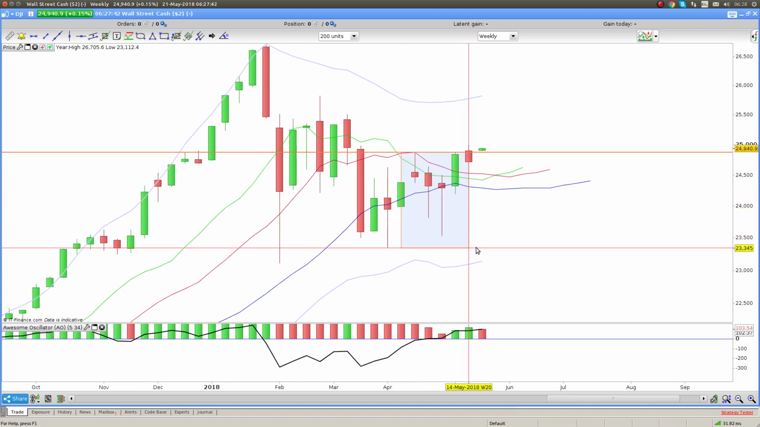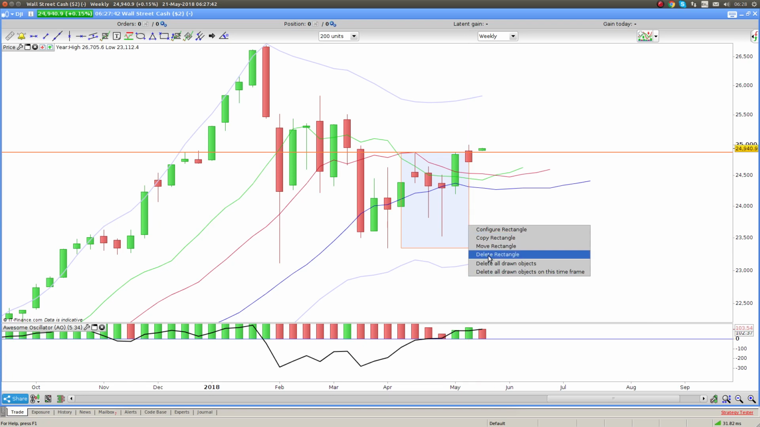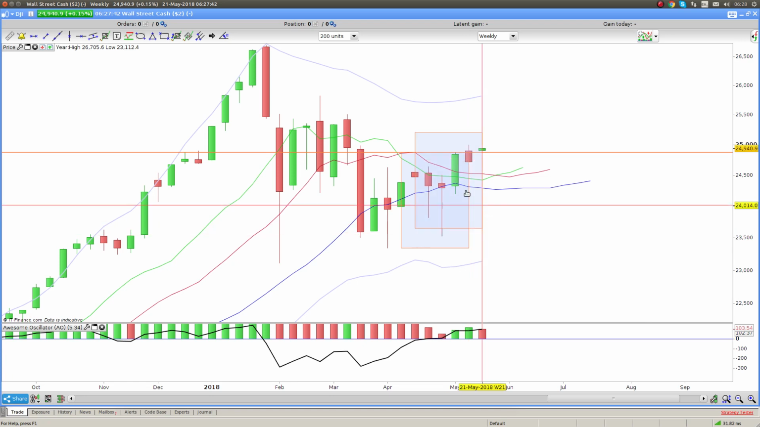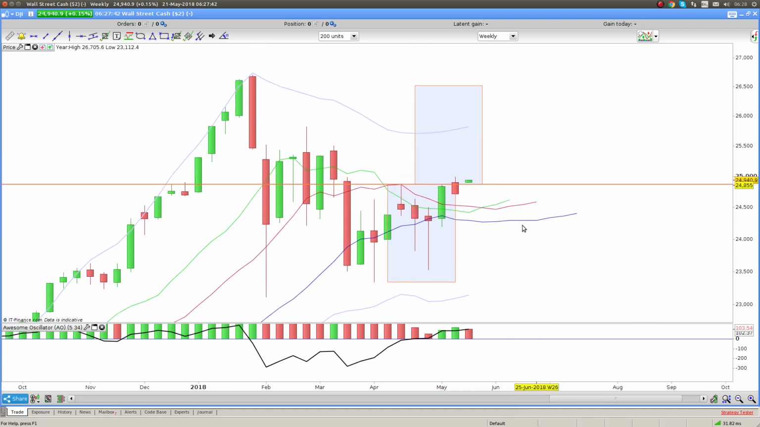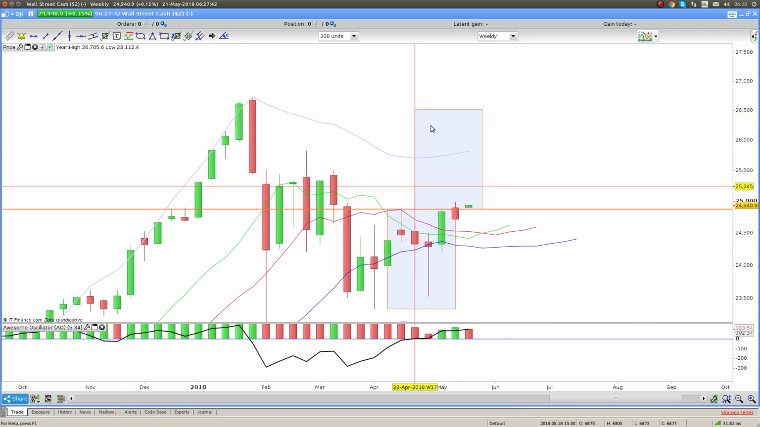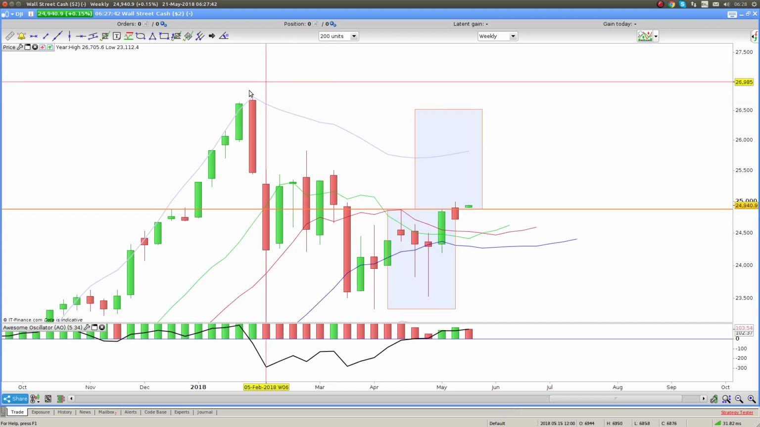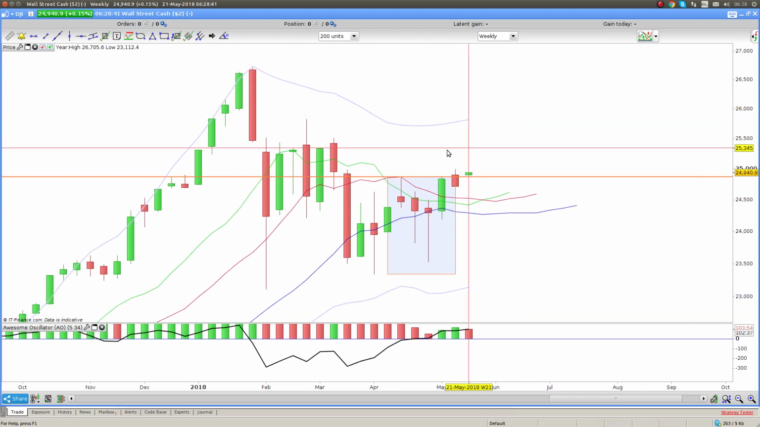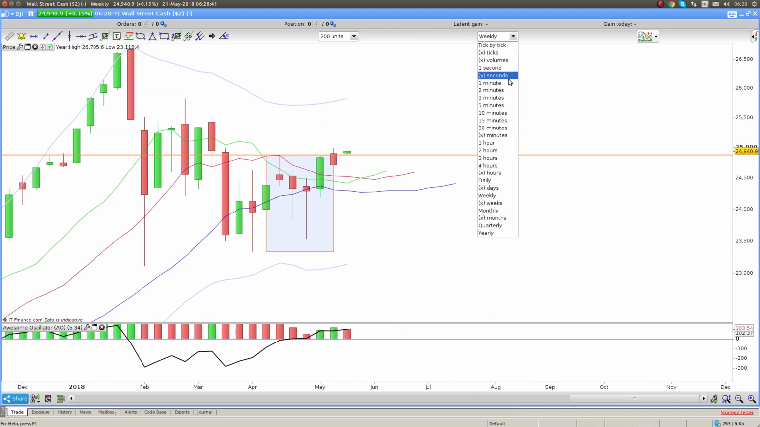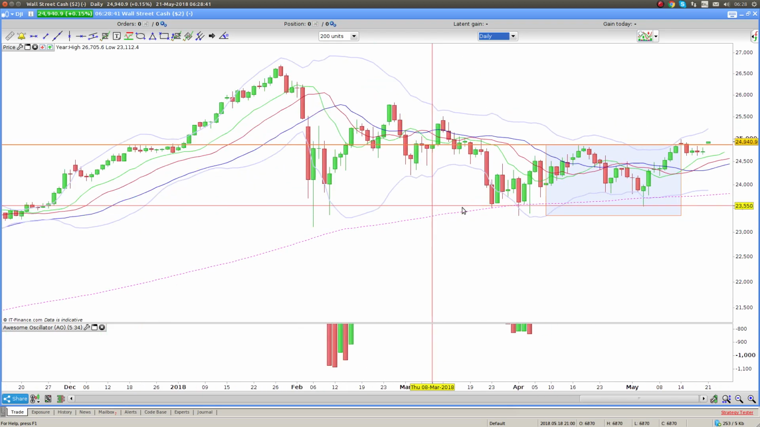Obviously this is on the weekly, so if this weekly bar closes above this level here, then we have a measured move target pretty much at the previous high. So that's weekly. We'll have to wait till the end of the week to see if that's going to play out.